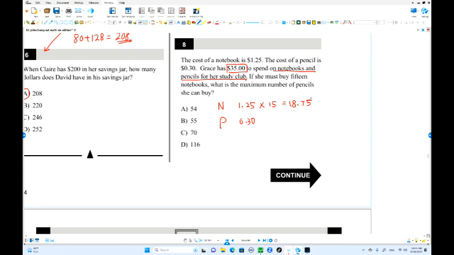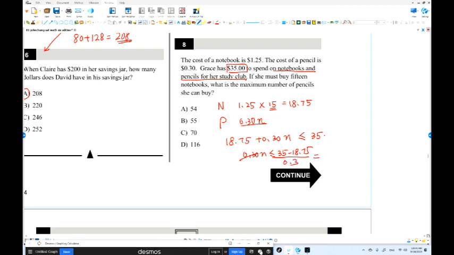But she must buy 15. That's right. What is the maximum number of pencils you can buy? How can you set up the inequality? 18.75 plus 0.30 times the number of pencils should be less than or equal to 35. So 0.3 times the number is less than 35 minus 18.75. After that, you can divide by 0.3.